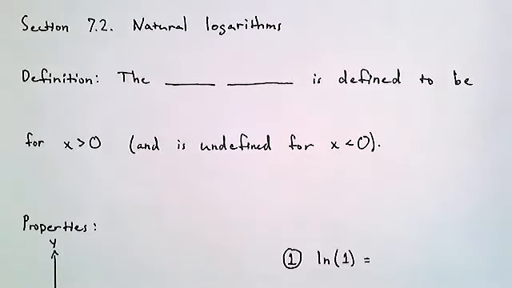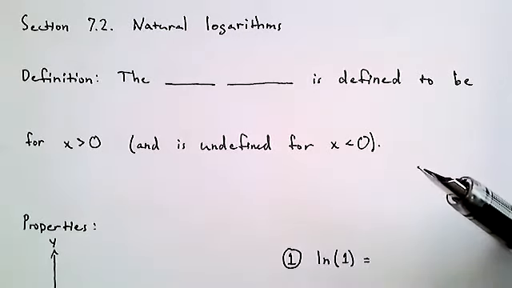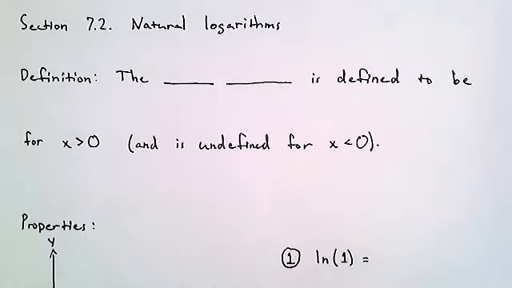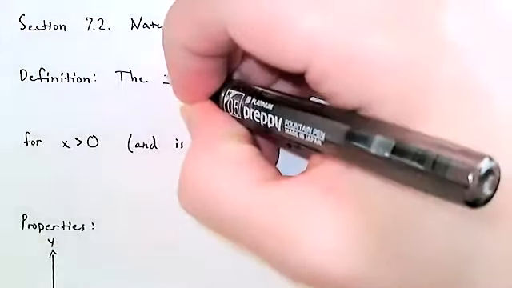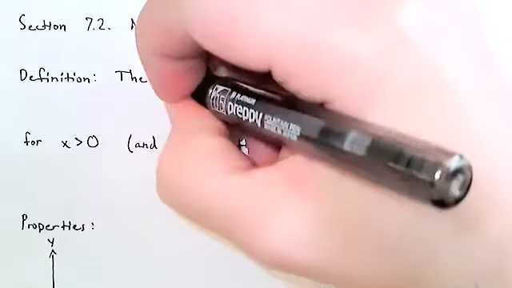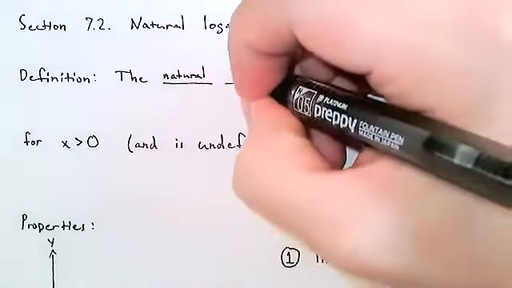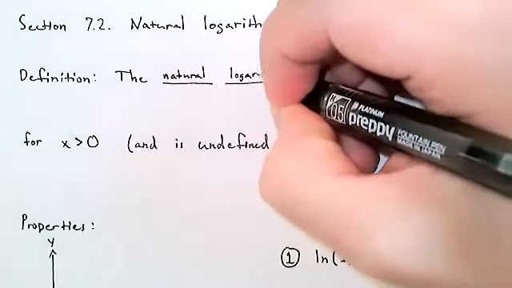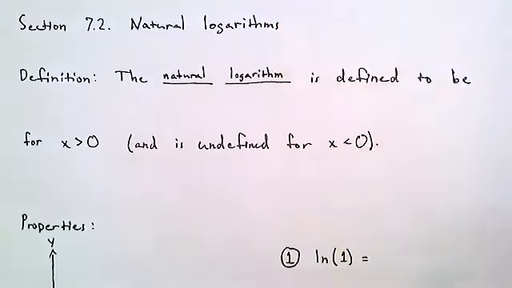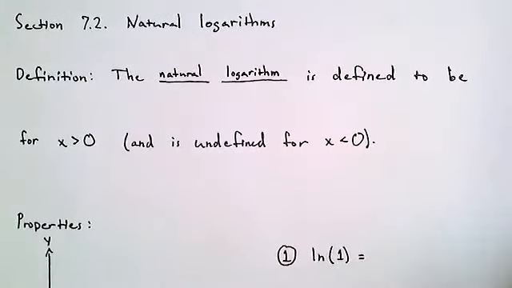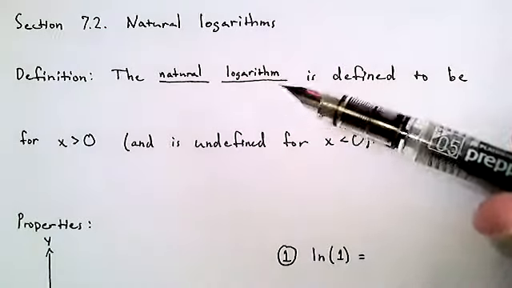Okay, so 7.2, we're going to start looking at special functions that come up quite a bit in math. And the first one that we're going to see is the natural logarithm. And you've probably seen this before. So you probably know that logarithms are related to exponential functions in some way. And we're going to start with the natural one.